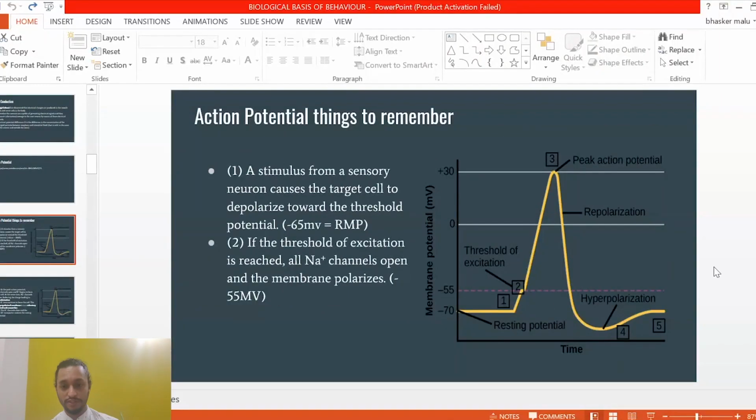So for the action potential, these are the things you need to remember, right? Point one is the resting membrane potential, which is minus 65 or minus 70 millivolts. This is the point where the neuron is ready to fire, but there is no electrical stimulation, so it's just resting. Now, if an excitation or sensation comes in, it will start to depolarize. The sodium channels will open and the membrane will depolarize and hit point 2, that is minus 55 millivolts. This is the threshold of excitation, or what is known as the depolarization point, right?